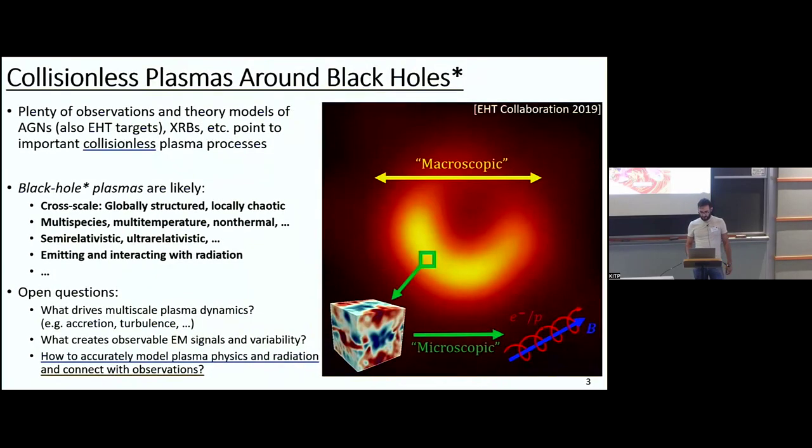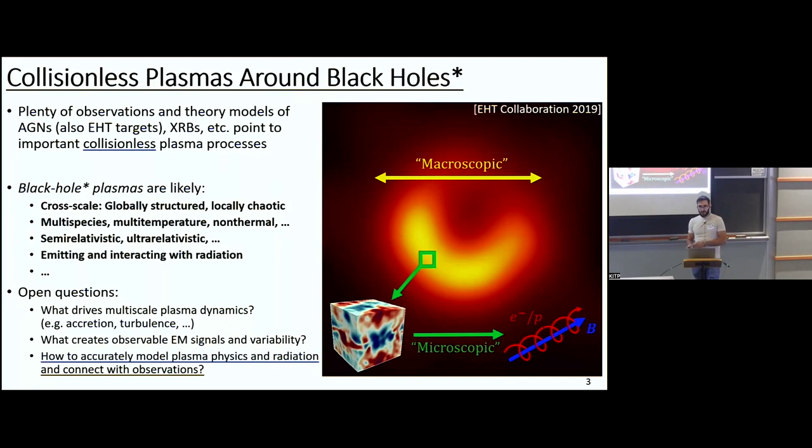In this context, what I want to focus on is collisionless plasmas and collisionless effects. Because we have plenty of observations that tell us that there's important collisionless, as in kinetic, microscale processes that are potentially affecting both the global scale in terms of structure and observational signatures of these objects. And so black hole plasmas may be strongly deviating from the typical assumptions of, let's say, MHD, right? They could be multi-species, multi-temperature, strongly non-thermal, semi-relativistic or ultra-relativistic, depending on the regime. They may be emitting radiation, but also interacting with radiation.